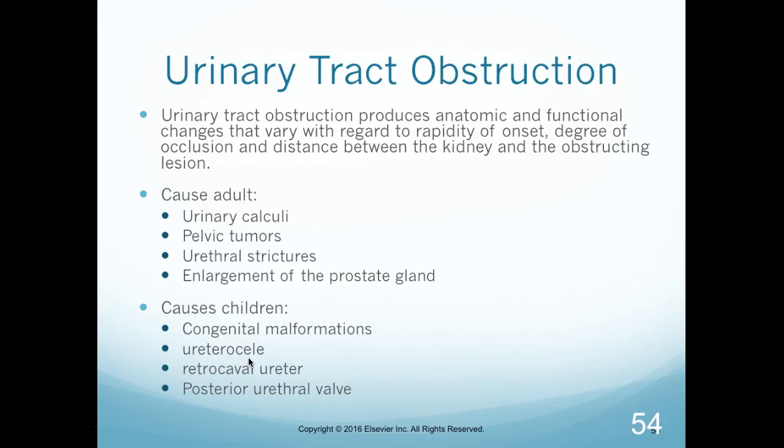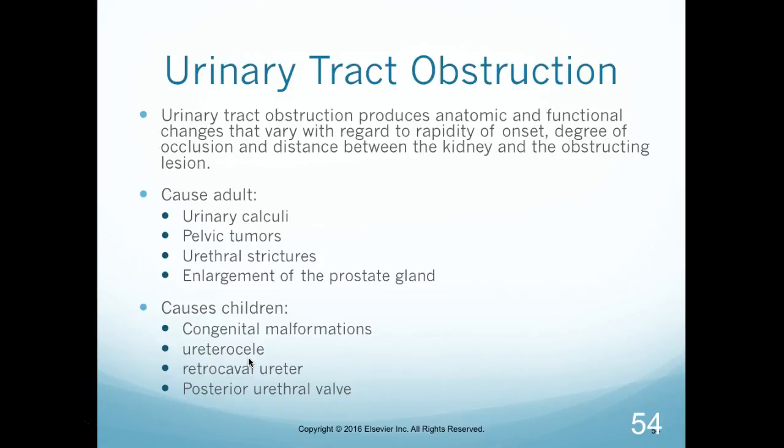So urinary tract obstructions produce anatomic and functional changes that vary with regard to rapidity of onset and degree of occlusion, and distance between the kidney and obstructing lesions. The causes for adults are calculus, pelvic tumors, urethral strictures, and enlargement of the prostate gland. With kids, we're looking at congenital malformations, retrocaval ureter, and posterior urethral valve.